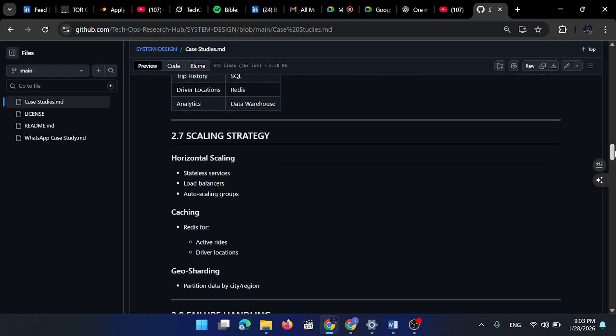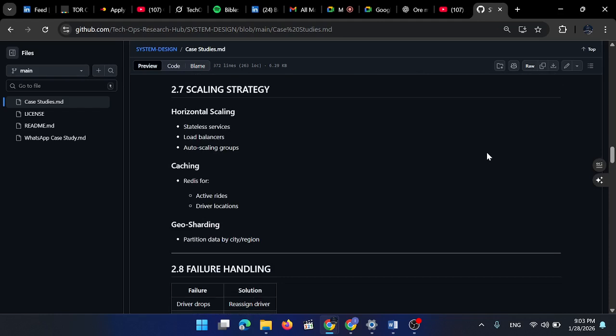Then we have scaling strategy. Yesterday we had looked at scaling strategy on WhatsApp. We saw there's horizontal scaling and then there's vertical scaling, and here we're looking at now various scaling strategies used in Uber. So let's start by the horizontal scaling part. So when it comes to horizontal scaling, there's what you call stateless services, and then there's what you call load balancers, then there's what you call auto-scaling groups. Then for caching, we have Redis for active rides, then we have Redis for driver locations, right? And then we do have what we call geosharding.